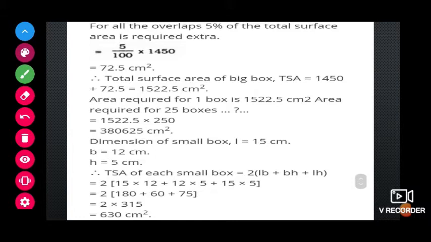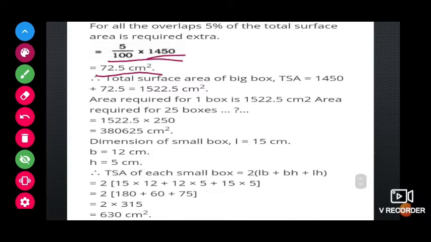So the total surface area is 1450, and 5% of that is required. So 5% of 1450 will be 5 by 100 into 1450. So we will get the extra 5% as 72.5 centimeter square.